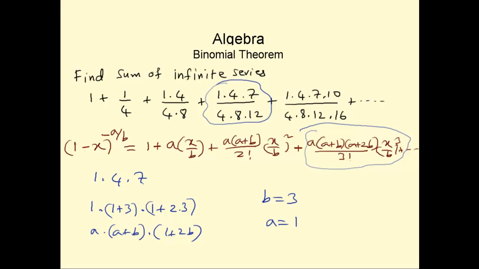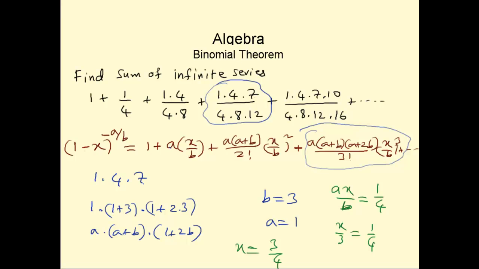So we got a and b. Let's see if that is true. So if a is 1, b is 3, b should be in the denominator, but it doesn't look like it. Let's see if we can do something else about that. So in this expansion, a x over b should be 1 over 4. And if a is 1, b is 3, you get x over 3 is equal to 1 over 4. So what is x? x should be equal to 3 over 4 if you cross multiply.